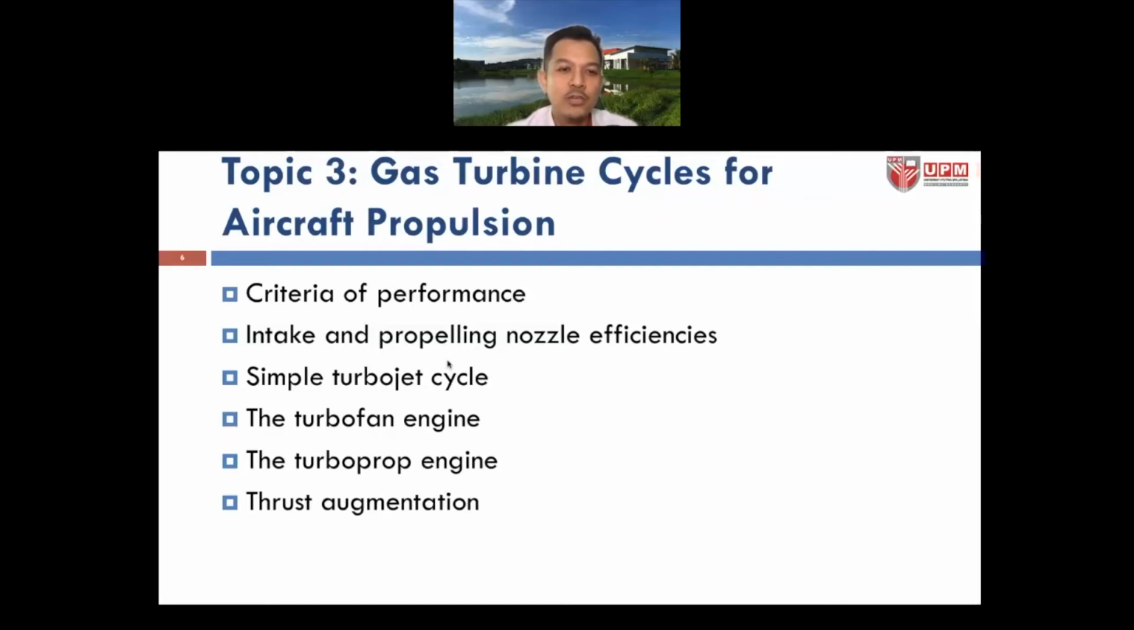This is where you look into the criteria of performance, where we touch a little bit on the intake and propelling nozzle efficiency. Not that detailed. We just touch base on the two other important components, the intake and the nozzle. And we will look into the simple turbojet cycle, as well as the turbofan engine, the turboprop engine, and how thrust is augmented, augmentation of thrust in the gas turbine cycle for aircraft propulsion, right?